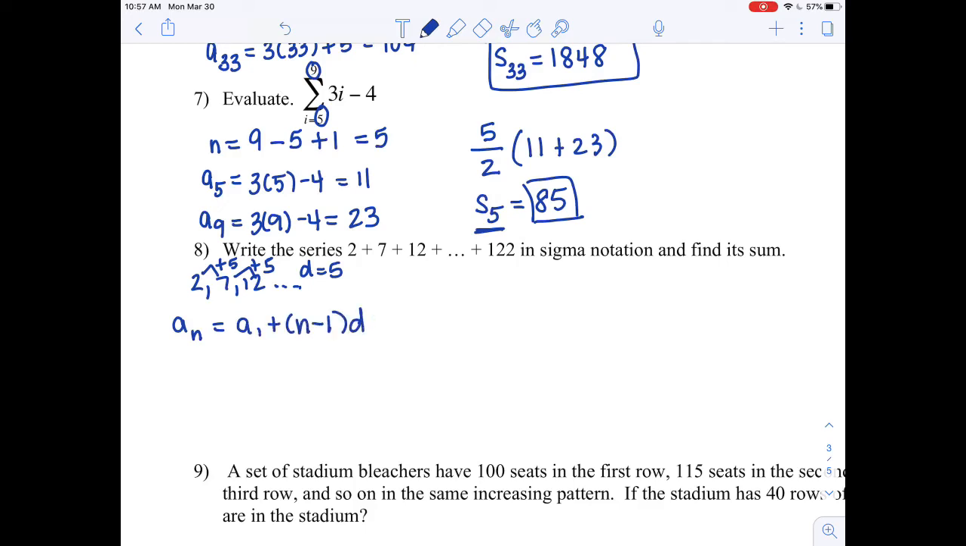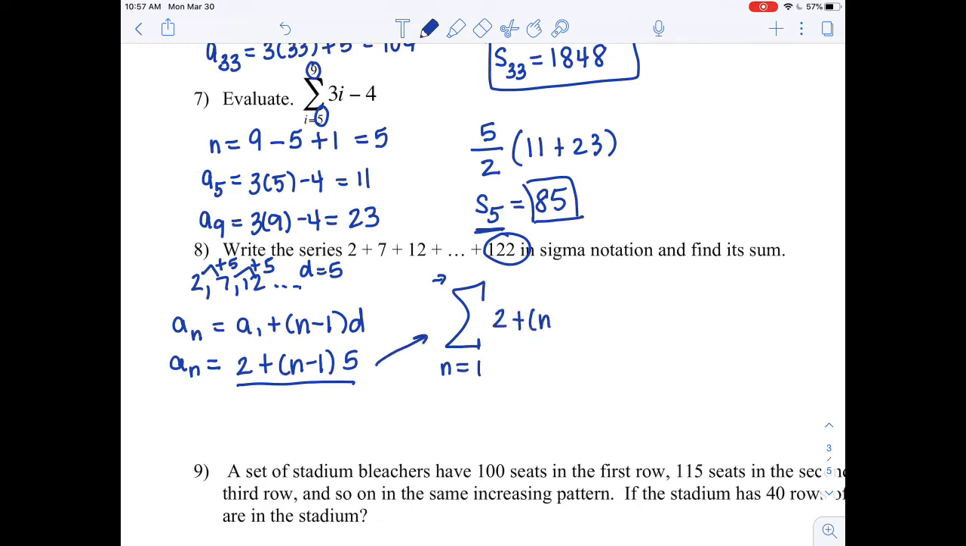If you remember again, for an arithmetic sequence, it's a sub n equals a sub 1 plus n minus 1 times d. So a sub n is equal to my first term, which is 2, plus n minus 1 times 5. If I wanted to turn this into sigma notation, sigma is always going to start with n equals 1. I'm going to have to figure out what n value I plugged in to get 122 to put a value on the top. And then the rule for a sub n, without the actual a sub n part, is what goes inside my sigma. So I'd end up with 2 plus n minus 1 times 5.